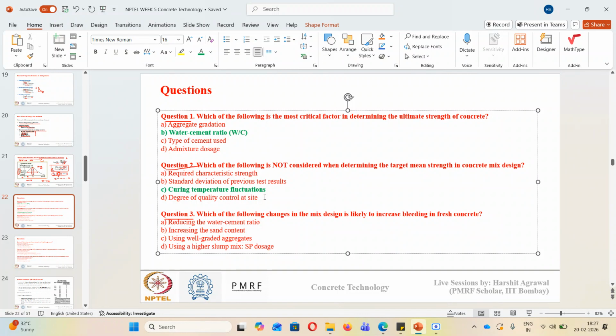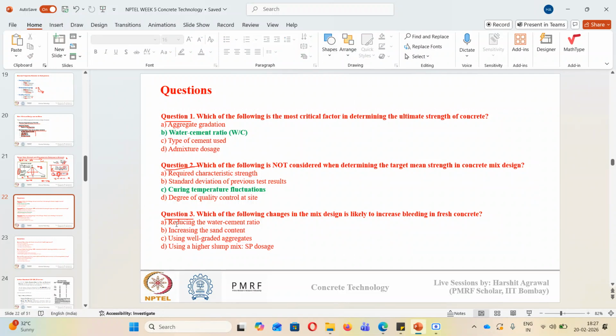So suppose I want to cast a concrete of FCK value of 30 MPa. But if I know my quality control at site is poor, then I need to at least cast for 35 or 40 MPa so that 95% of my sample will be above 30 MPa. So that's why degree of quality control at site is also important in determining the target mean strength.